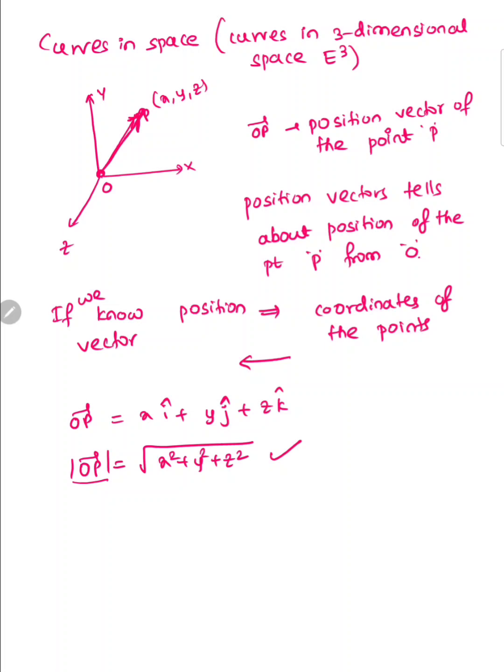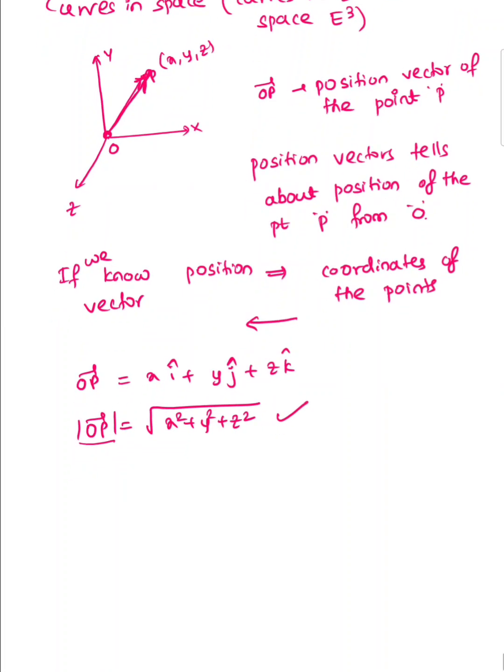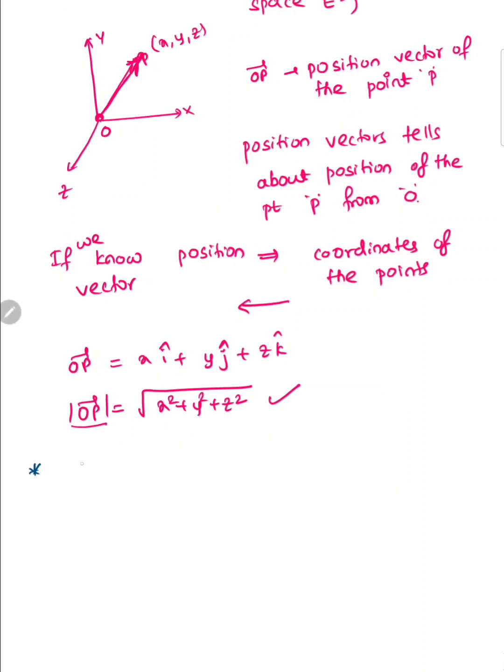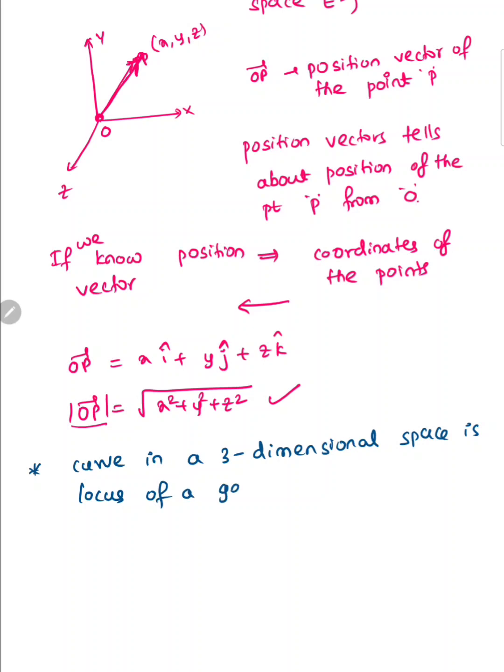a curve in space can be viewed in terms of position vector. It can be defined as: a curve in three-dimensional space is the locus of a general point P whose position vector depends on a single parameter.